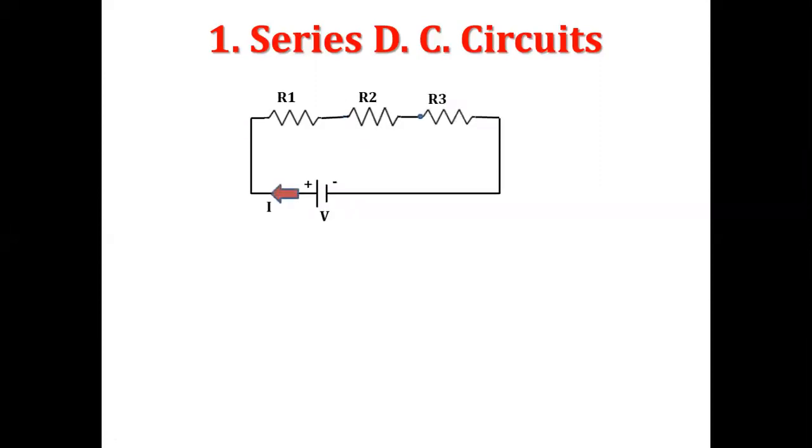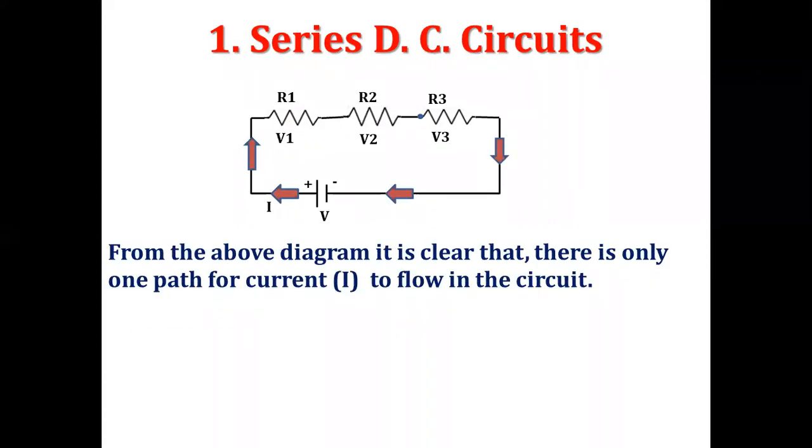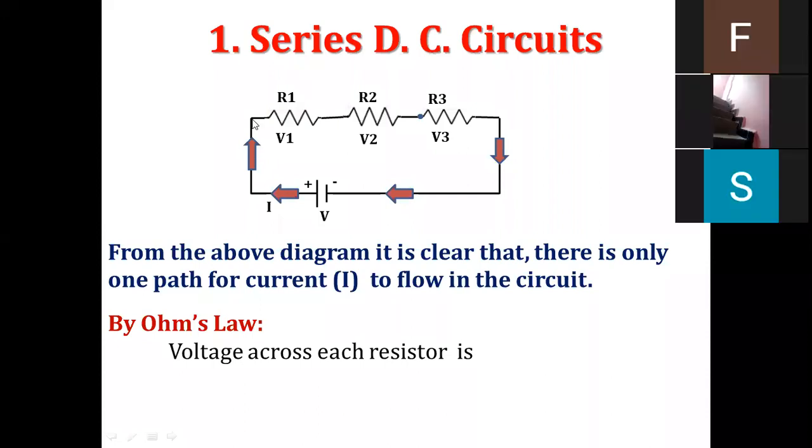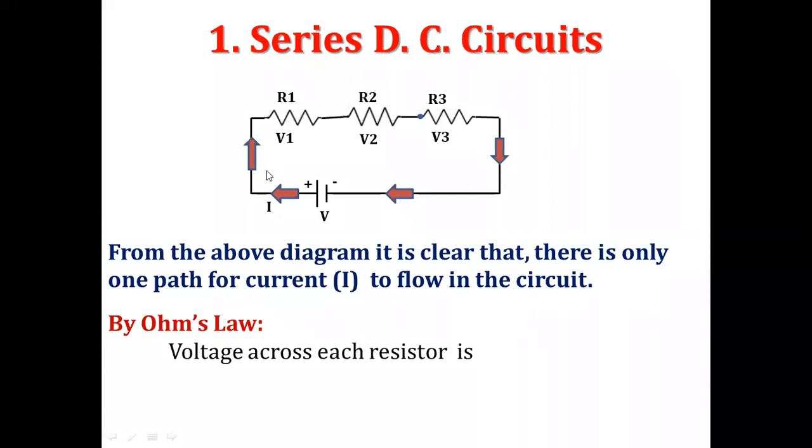So 3 resistances are connected here now in series. We will take the derivation. From this diagram, we can see that there is only one path for the current. There is only one path, right? The current goes up to here, and then there is no other line where current could flow, right? Only one path is there here. It is a closed conducting path. One path we are going to consider. There is only one path for current to flow in the circuit.